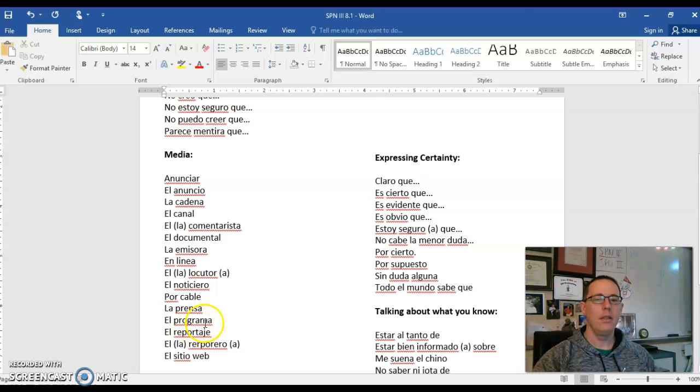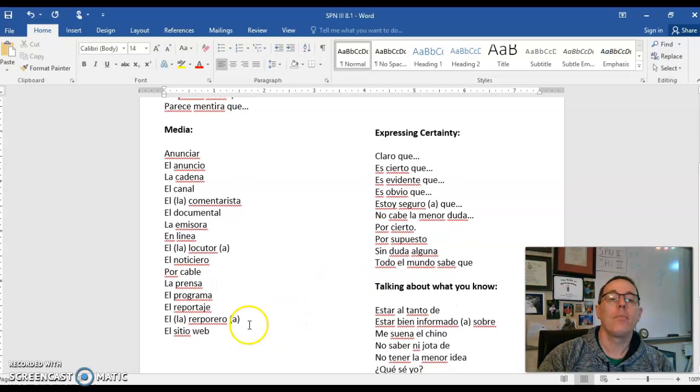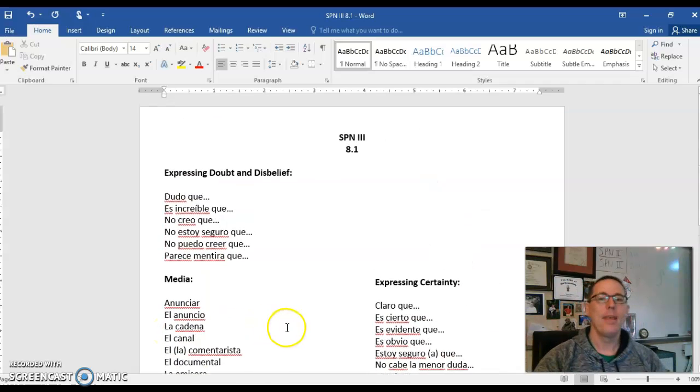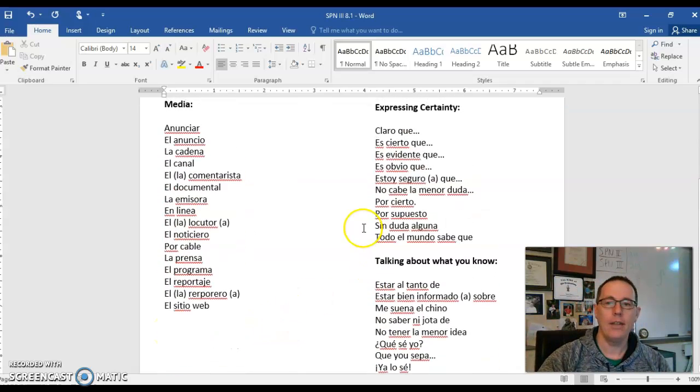El programa. Note that programa, ending in an A, is still el. It's a masculine word that ends in an A. These happen from time to time. El reportaje, el reportero, el sitio web, the web site. I'll tell you honestly, having been to Spain recently, and I'm going again not too long from now, they just say website. It's an anglicized version now. So they say el website instead of el sitio web. But you've got to remember, this is from 20 years ago. So there you go.